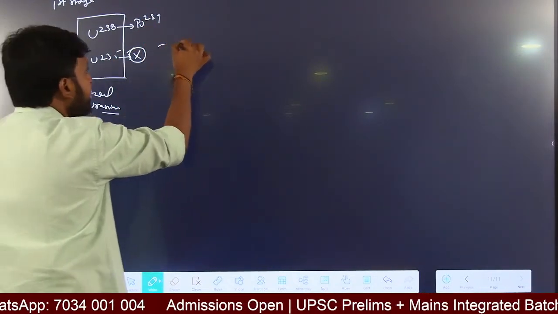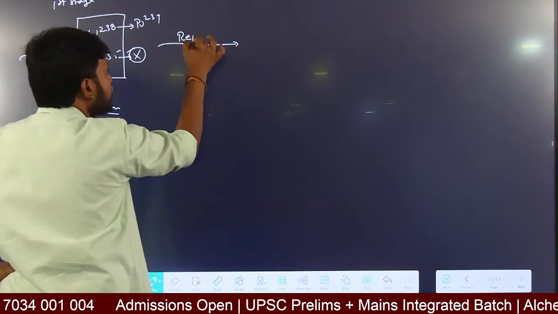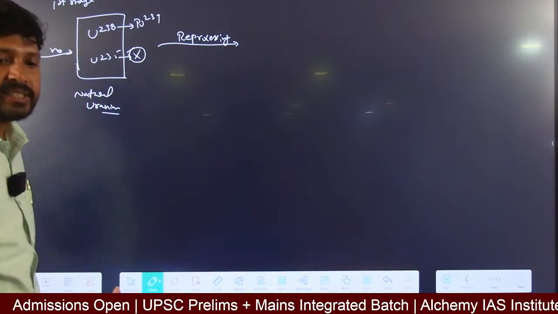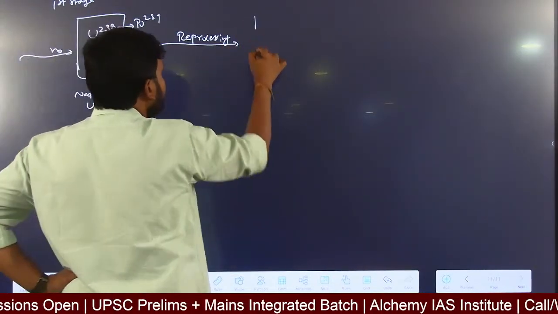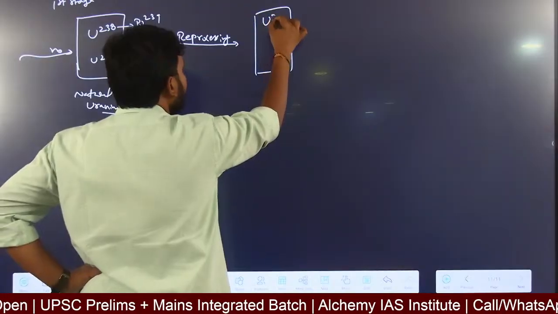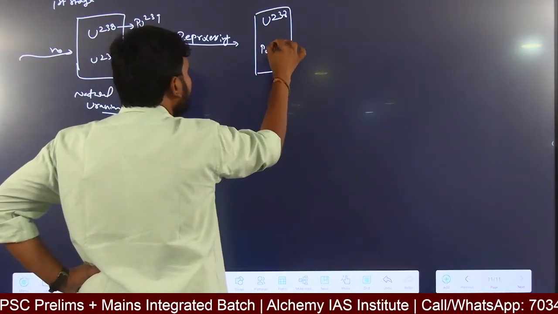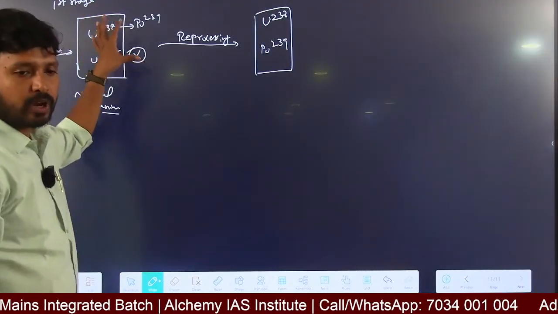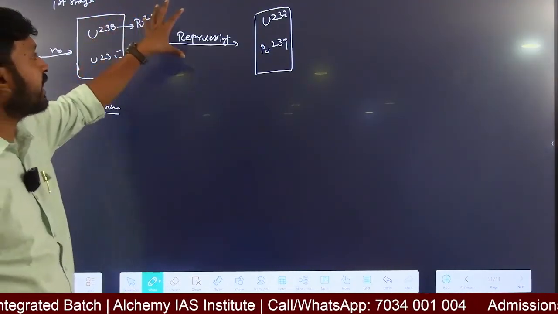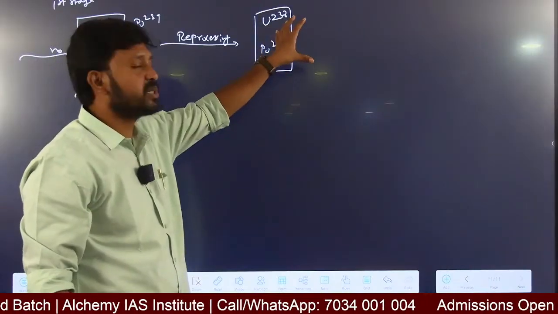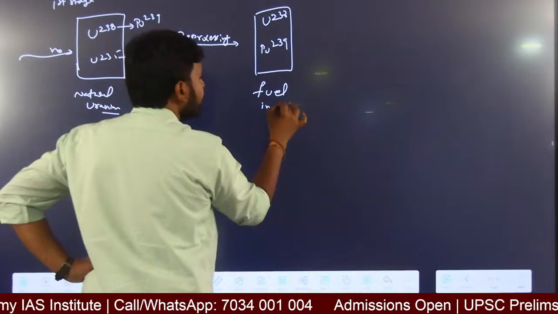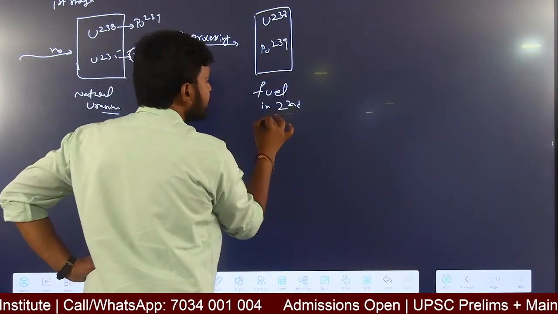Okay. So whatever the useful material is, I'll do reprocessing and extract the useful material. So what is the useful material that ultimately I'm getting here? Uranium 238 and plutonium 239 I'm getting from this. Okay. So after reprocessing, I'm getting this one, and this one will be used as a fuel in my second stage.